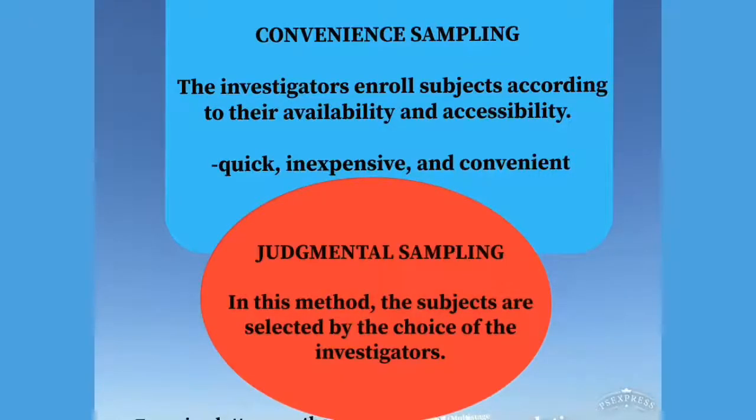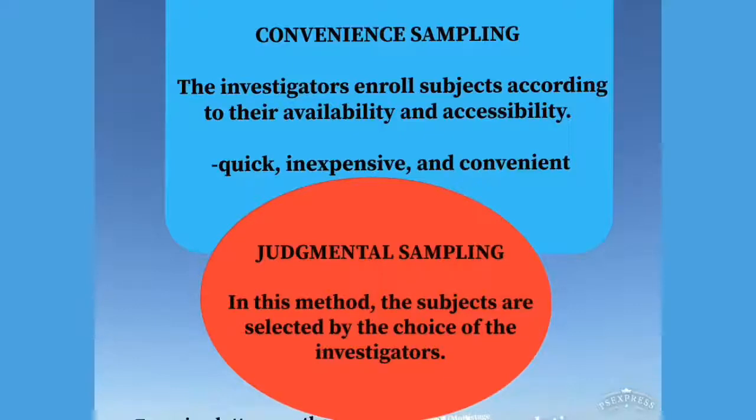And now we're going to discuss the non-probability sampling. So we have convenience, judgmental, and snowball sampling. Convenience sampling: the investigators enroll subjects according to their availability and accessibility. So therefore it's quick, inexpensive, and convenient.